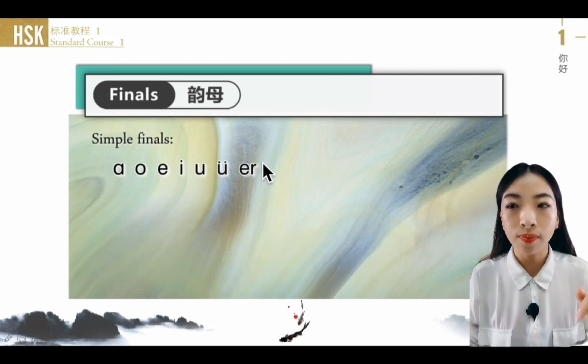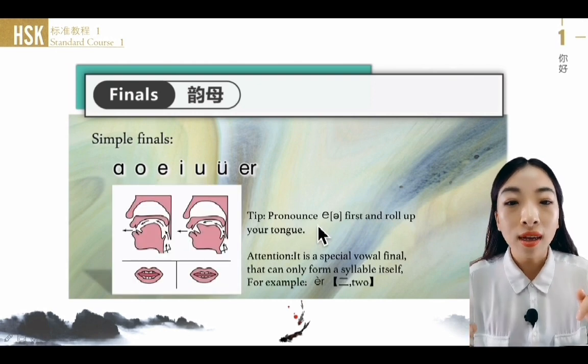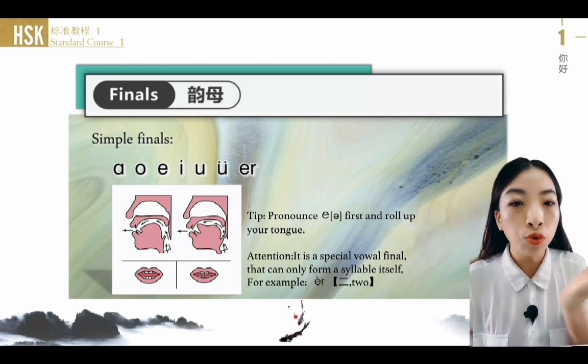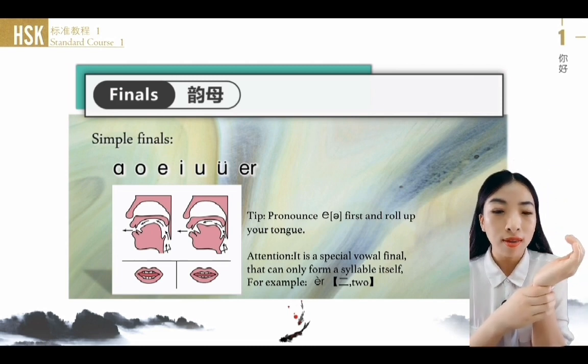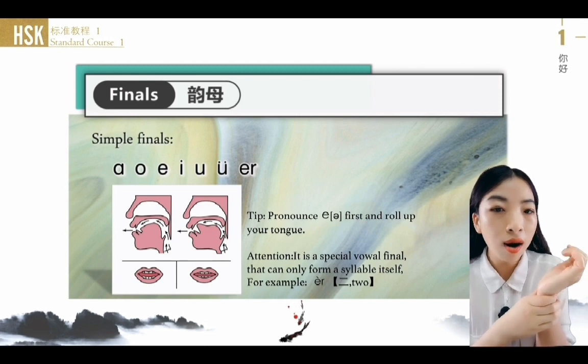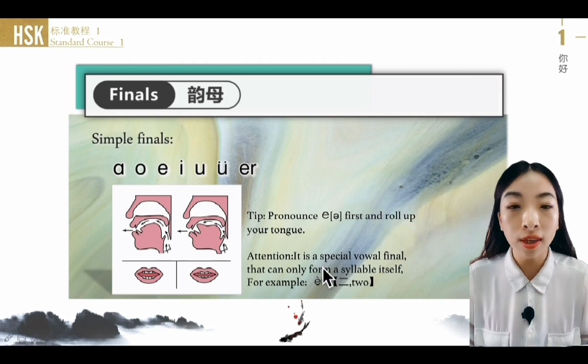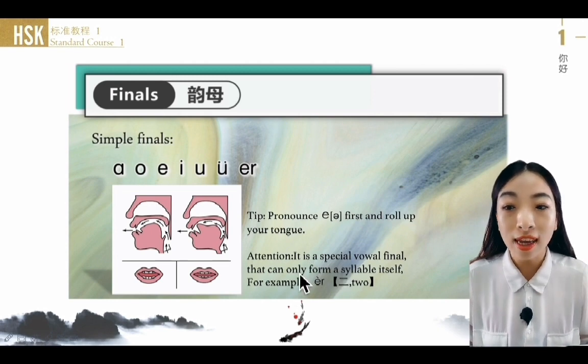Next. Pronounce first and roll up your tongue. Attention here, it is a special vowel final that can only form a syllable itself. For example, 二. It means two in Chinese.